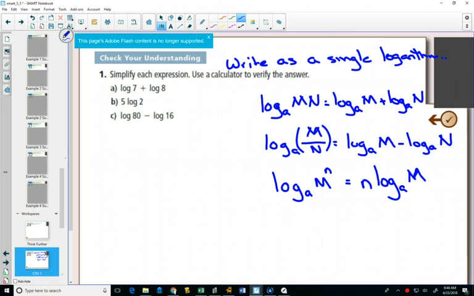In A, I have log 7 plus log 8. And so there I have two logs that are adding together. I need to check, are the bases the same in those two logarithms? And what is the base of log 7? Because it's not written. Do you remember when you don't write a base? Yes, it's 10. It's 10. Yeah.